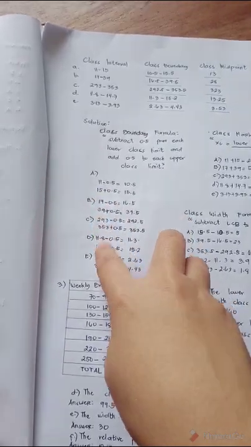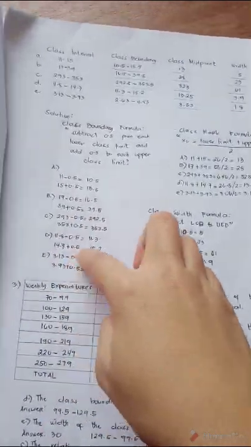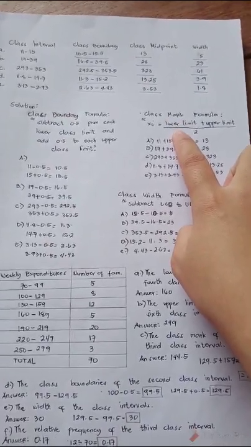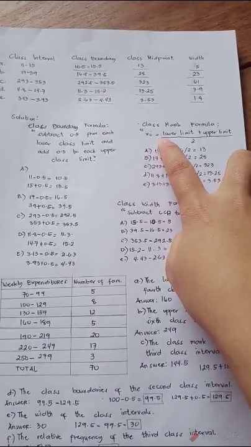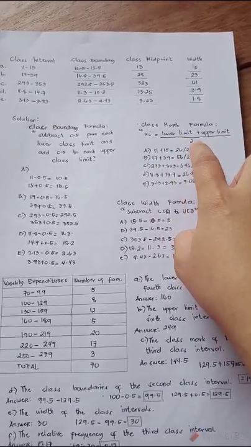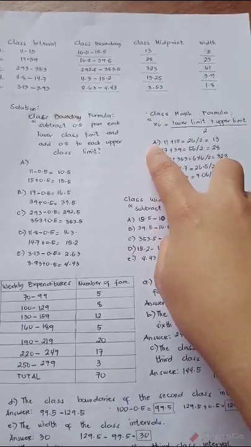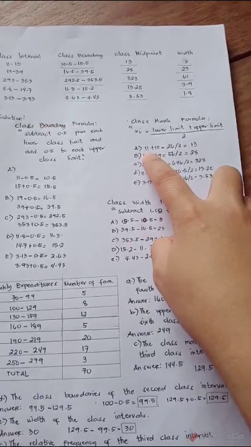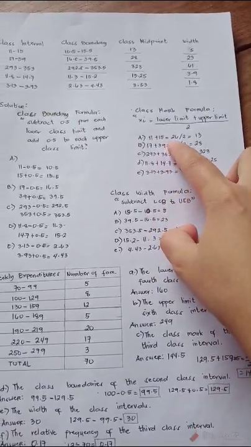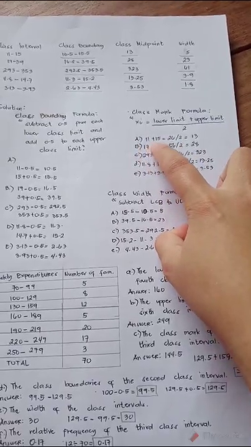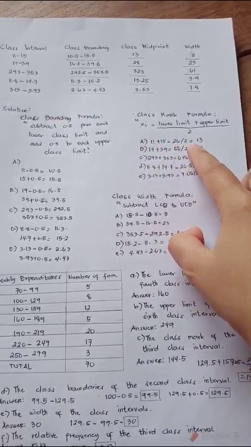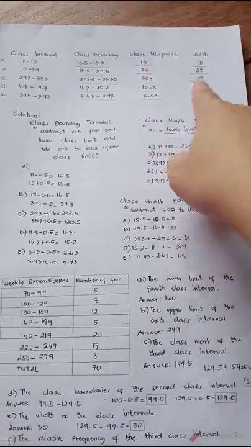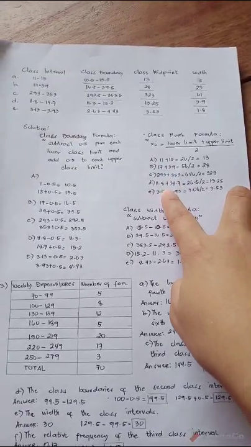For letters B, C, and D, this is also how I get my answer. To get the class midpoint, or the class mark, the formula is xi is equal to lower limit plus upper limit divided by 2. For letter A, 11 plus 15 is equal to 26, divided by 2 is equal to 13. That is our class midpoint, and so on for letters B, C, D, and E.